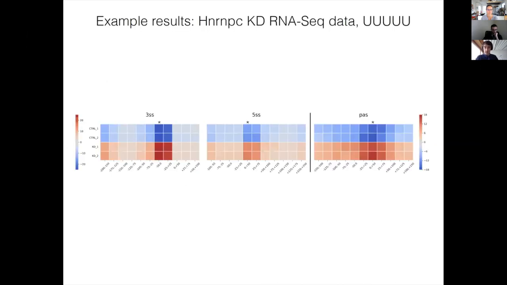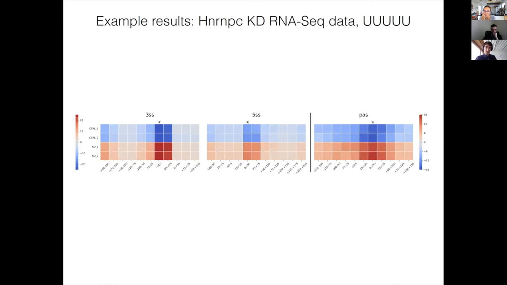And this is the last slide. I'll just show you example results. So I took RNA-seq data of HNRNPC knockdown, which is a known regulator of alternative splicing. And it turns out that I plot here the motif which is most statistically significant with the highest activity, which turns out to be this U-rich motif. And it ties nicely together with the literature because this is the known binding site for HNRNPC.